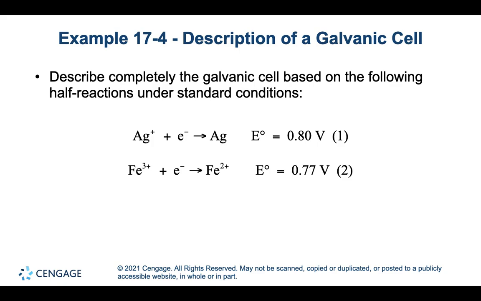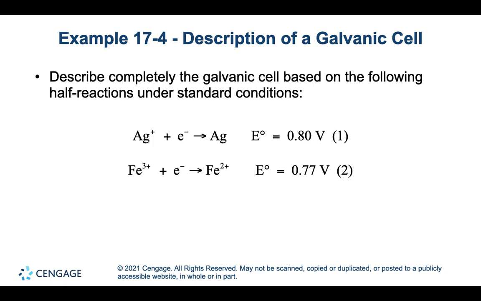Reduction occurs at the cathode, oxidation at the anode: an ox, red cat. The voltage would be 0.03 volts, 0.80 minus 0.77. They're 0.03 apart on the number line. And the iron side would have a platinum electrode. The silver side would have a silver electrode.